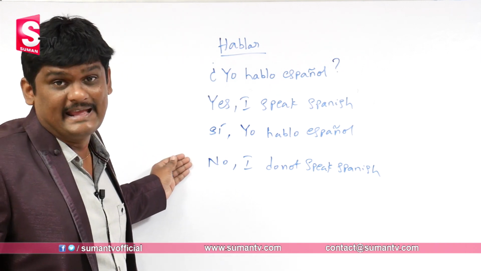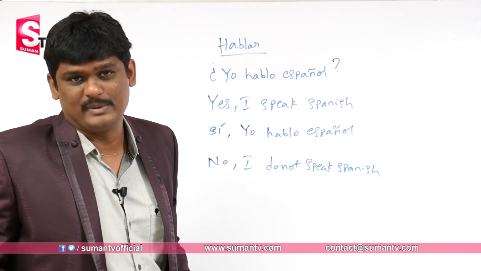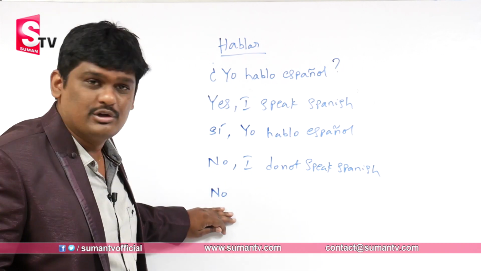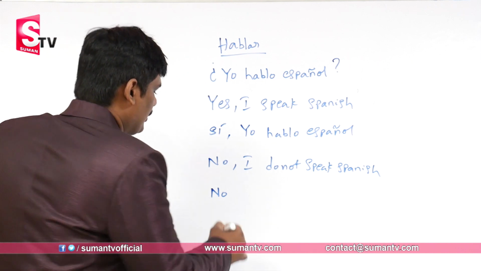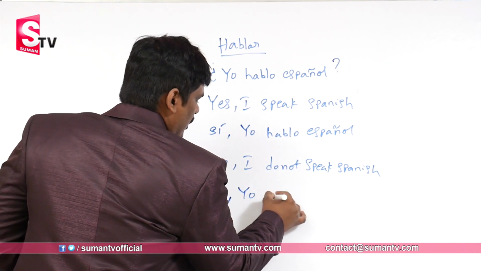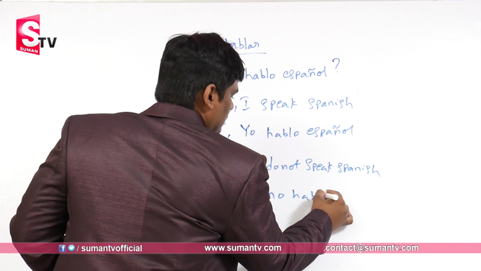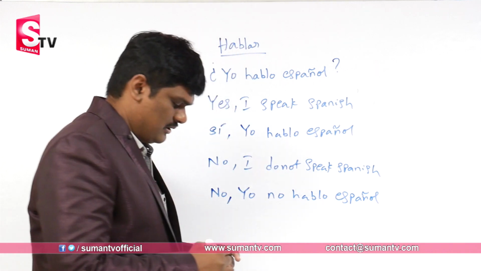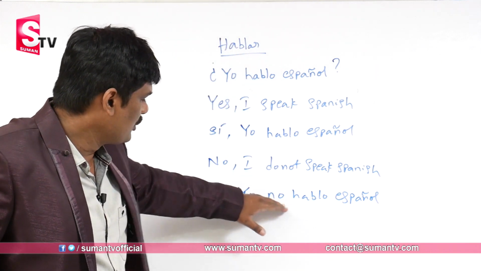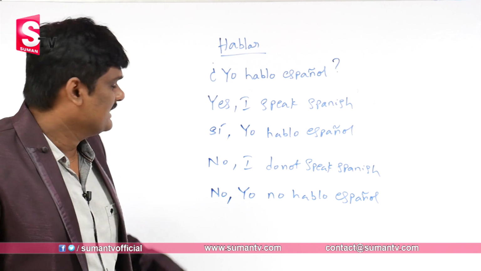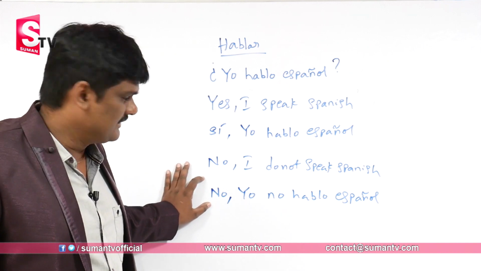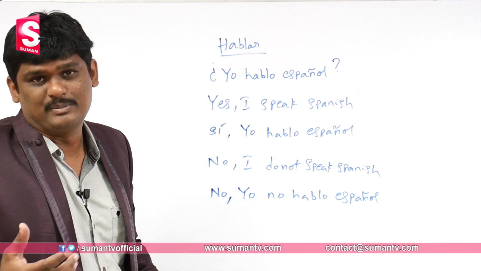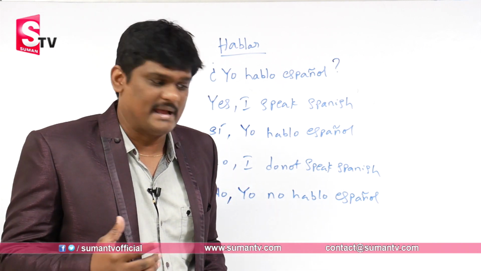Now let's look at a negative one. No, I don't speak Spanish. No or not is equal to the same no in Spanish. No, yo no hablo español. So we have to put a no in front of the statement and also before the verb. No hablo español means I don't speak Spanish.